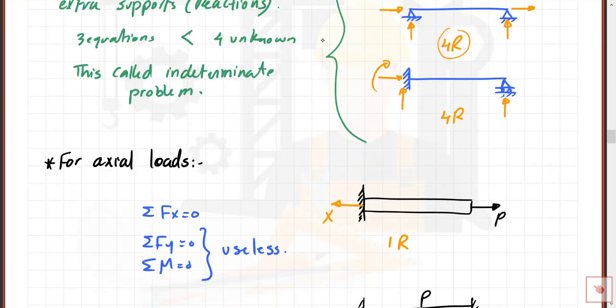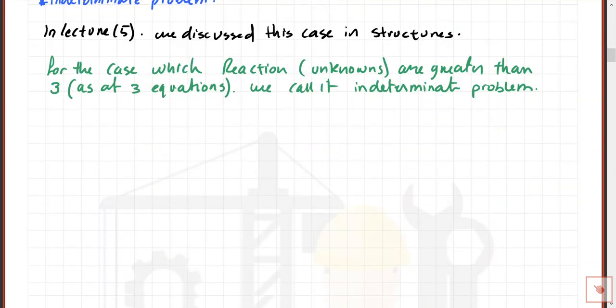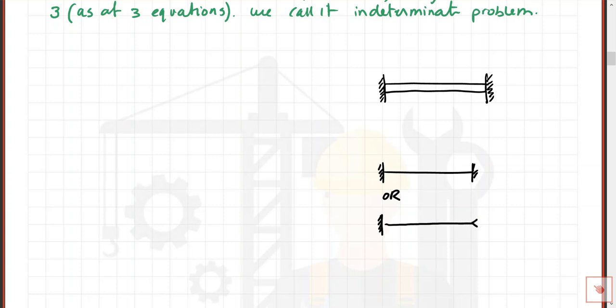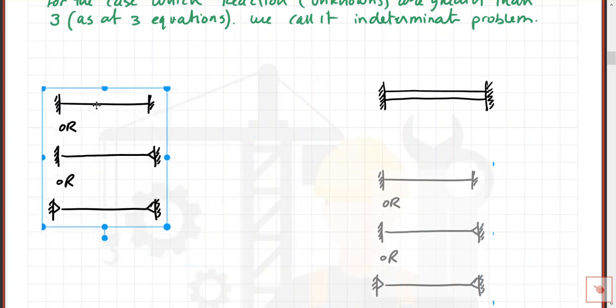We also agreed in lecture 5 that we need an additional equation. In the case of axial force or axial stress, the additional equation is the total deformation or linear deformation of the member. Here our case will be as follows. For example, I have this member which is fixed on both sides. In the case of axial load, it could be one side fixed, or one side fixed and one side pinned, or one side pinned and one side pinned. Those are the indeterminate cases for the axial force.